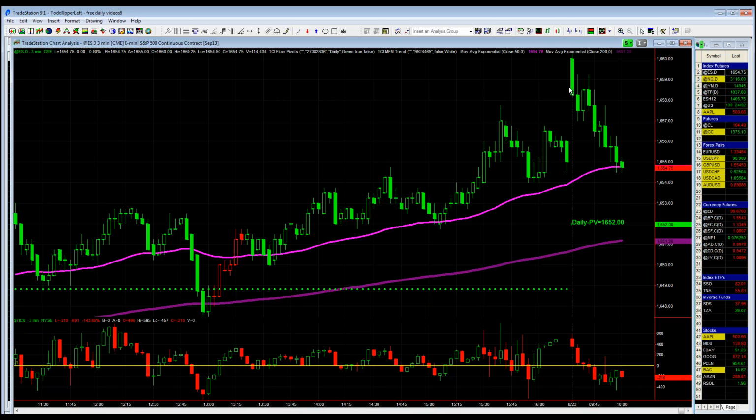Market gapped up 5 points. So again, probabilities favor that the market will in fact come back down to try to fill that gap. So you've got to wrap some rules around that particular trade.